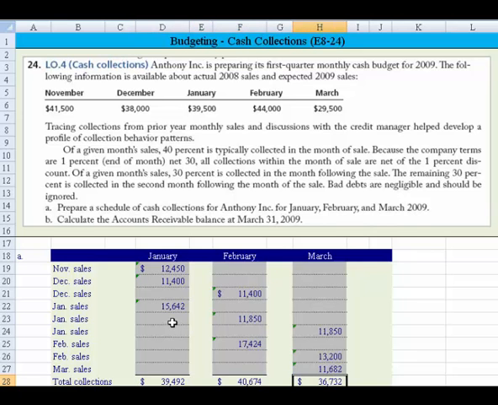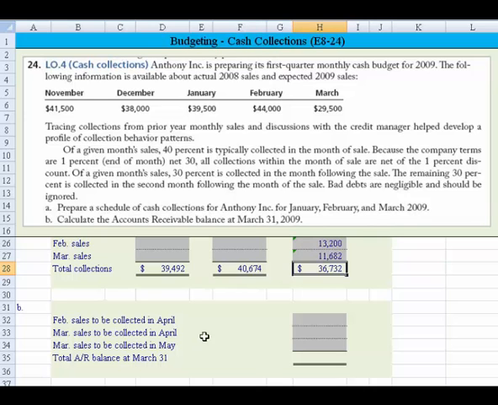Okay, next thing we need to do, I'm going to slide this a little bit, is February sales to be collected in April. Well, February sales to be collected in April are going to equal that $44,000. And we're essentially doing the same thing, just taking it into the future now, times 30%. And we would have March sales to be collected in April would equal the $29,500 times 30%. And March sales to be collected in May would be equal the $29,500 times 30%.